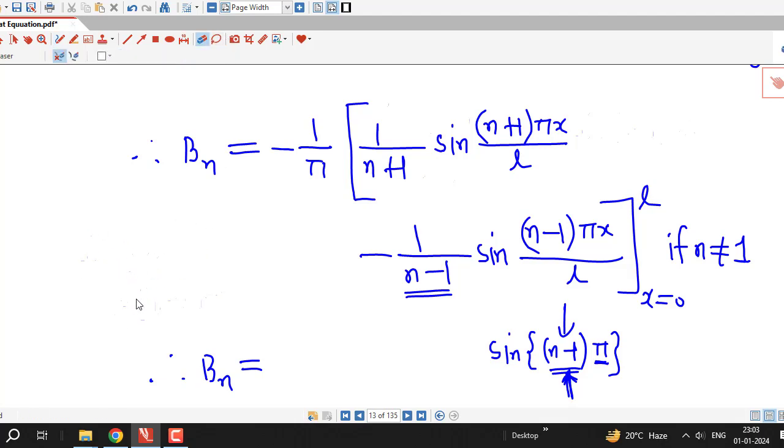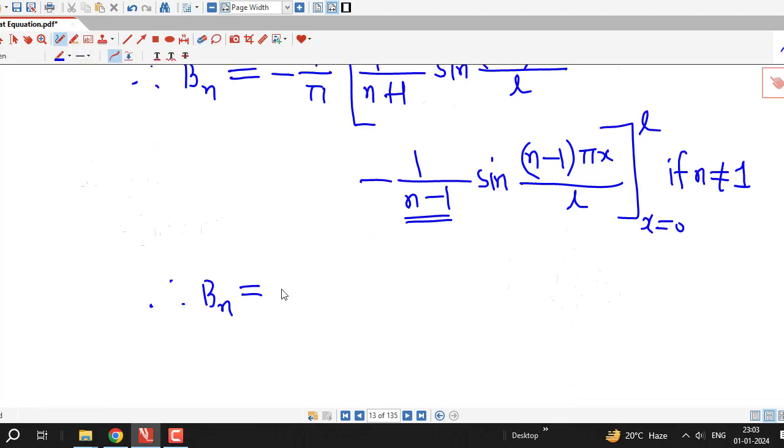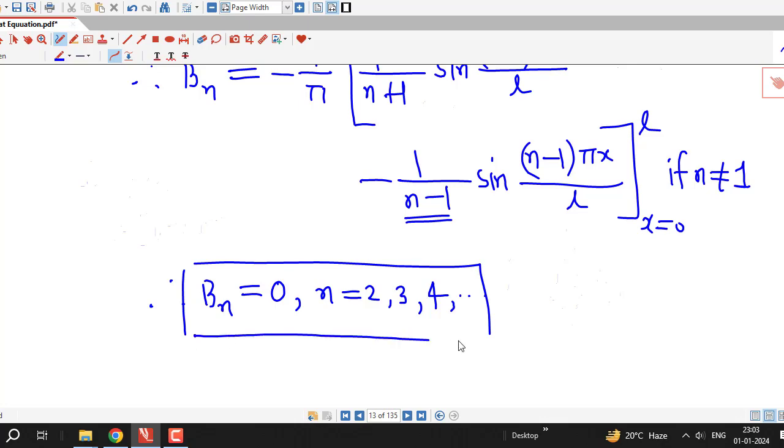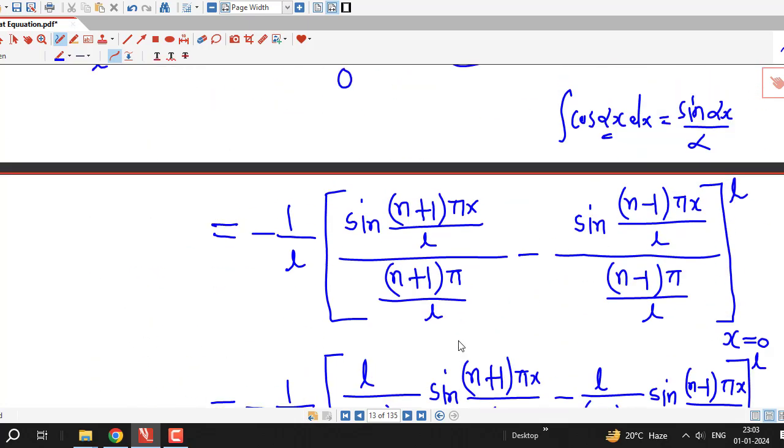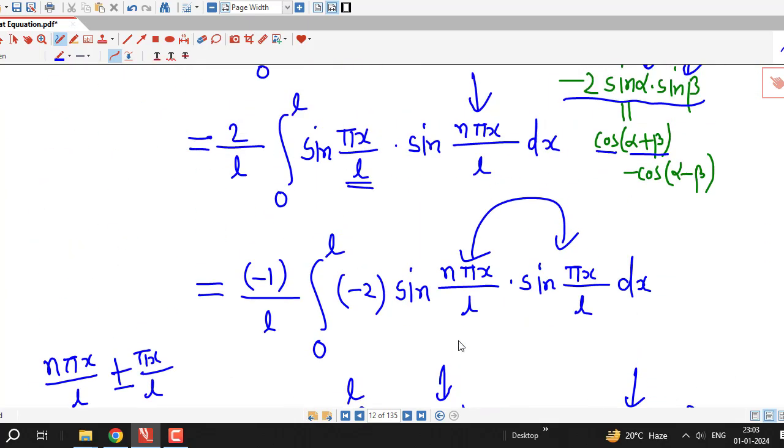Now for the lower limit, we have to put x equal to 0. If I put x equal to 0, here we will have sine 0, and here also we will have sine 0, that becomes 0. So what we have obtained is that the value of Bn is 0 for all values of n except 1. So here I am writing n equal to 2, 3, 4 and so on. And for n equal to 1, I have to calculate Bn separately.